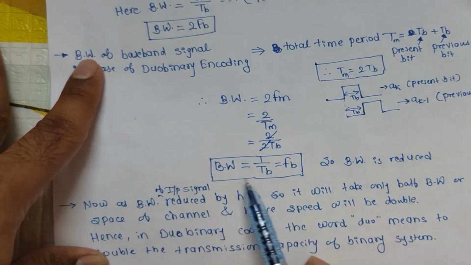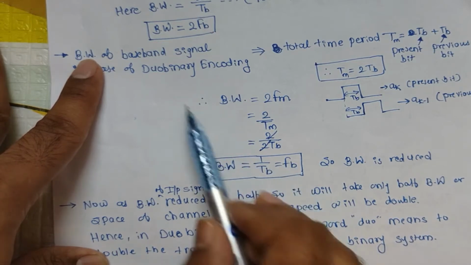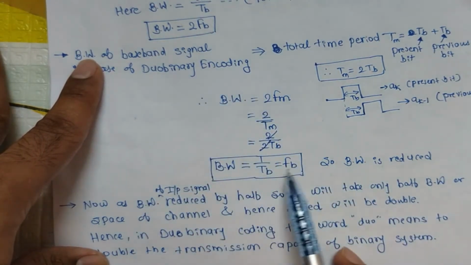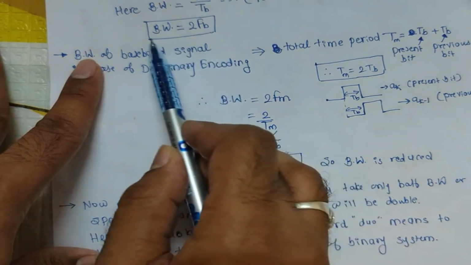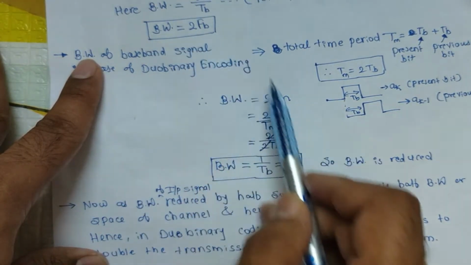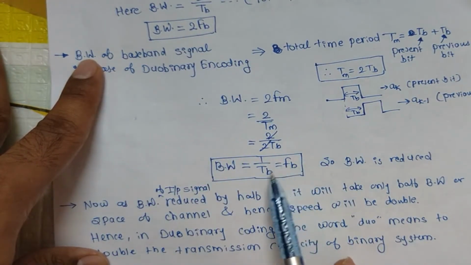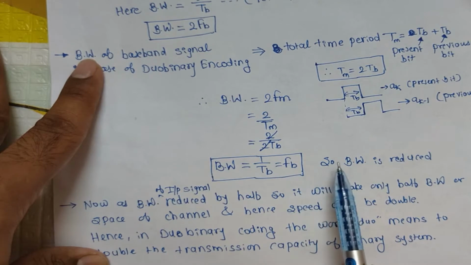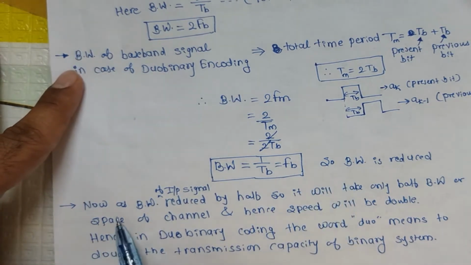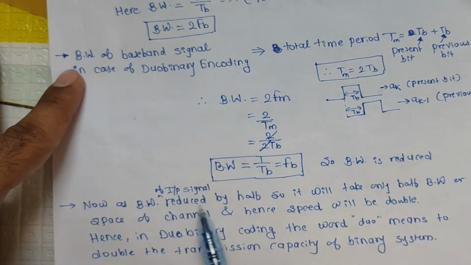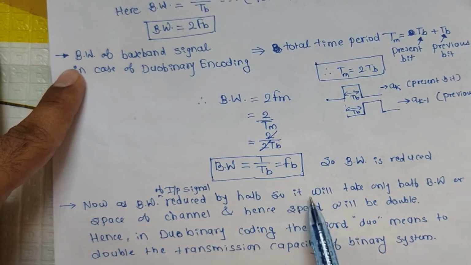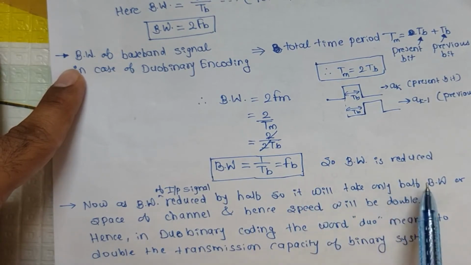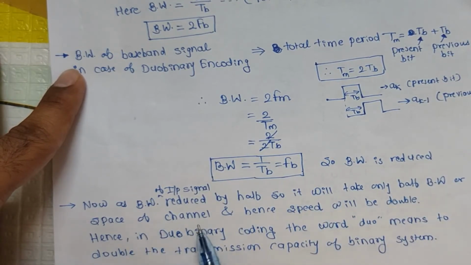Now if you see the bandwidth of this duobinary encoding scheme, it is FB, whereas in the previous case the bandwidth is twice FB. So the bandwidth is almost reduced. The bandwidth of the input signal is going to be reduced, almost by half. So as the bandwidth of the input signal is reduced by half, it will take only half the bandwidth or space of the channel.